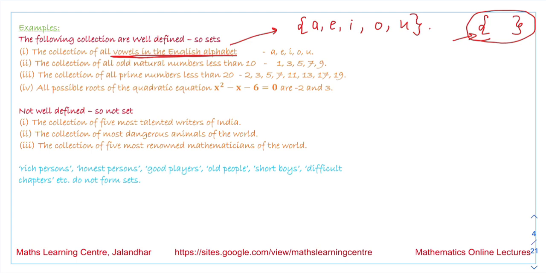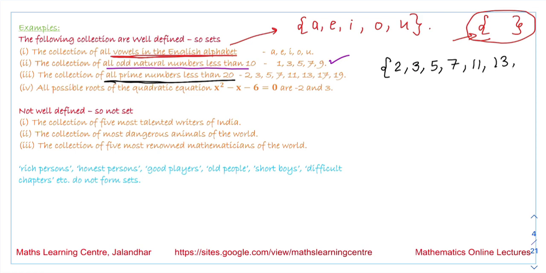Second, we are talking about the collection of all odd natural numbers. This we have already seen. Next, the collection of all prime numbers less than 20. If we list all prime numbers less than 20, these are 2, 3, 5, 7, 11, 13, 17, 19. So these are the prime numbers less than 20. One is not a prime.